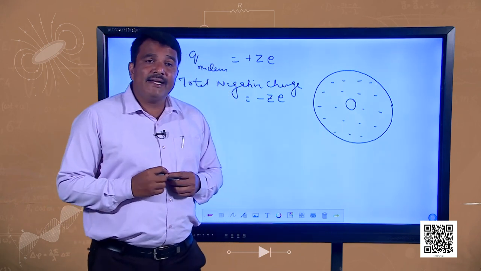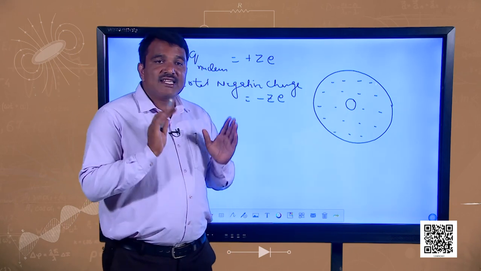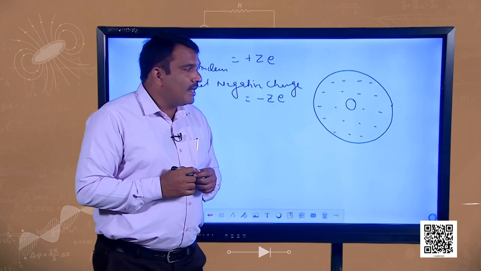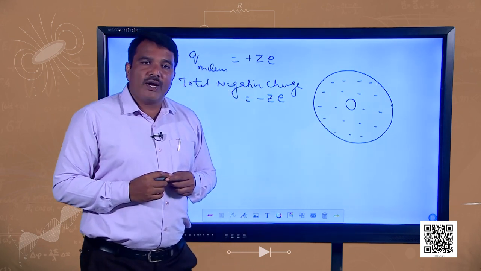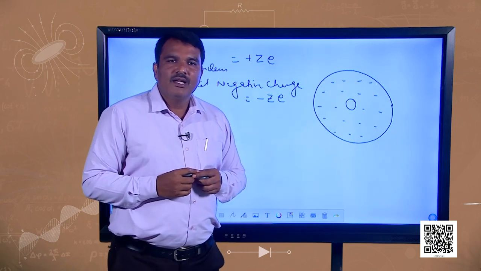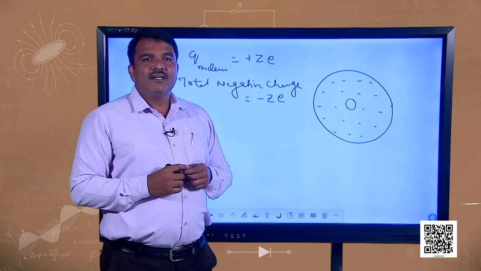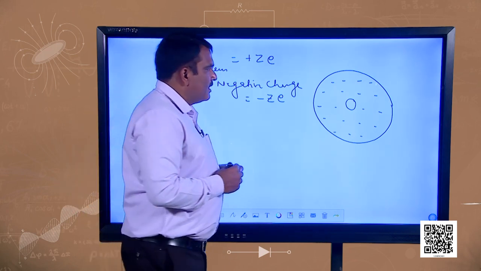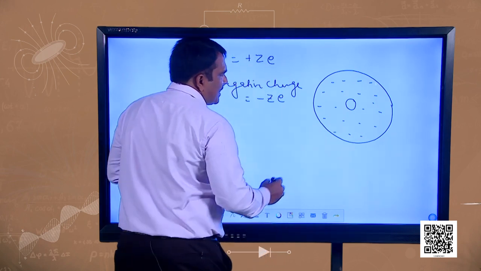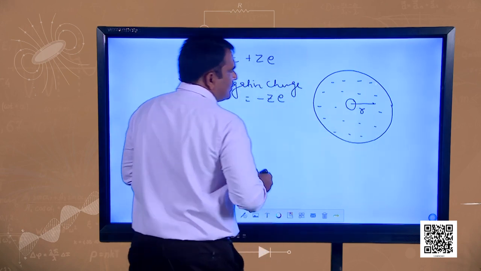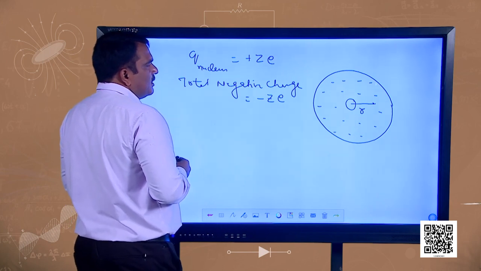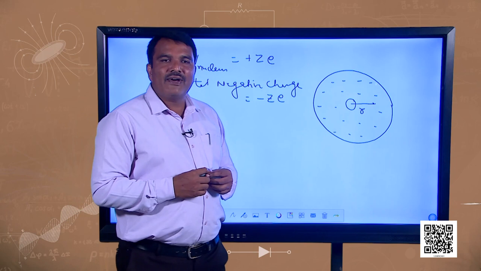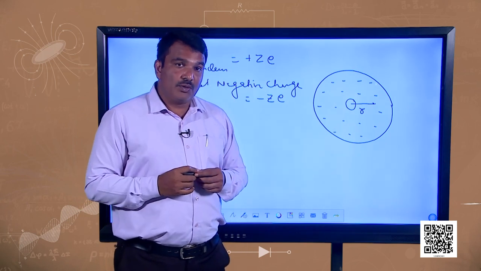Now, in this question, you have to find the electric field at a distance small r from the nucleus. Now, this point may lie outside the atom, and this point may also lie inside the atom. Now, let us find electric field at any point P which is present inside the atom. Suppose this is your point P, which is at a distance of small r from the center of the atom. First of all, let us draw a Gaussian surface, and by spherical symmetry, the shape of the Gaussian surface should be a sphere.